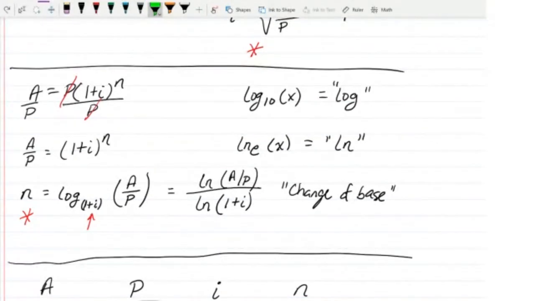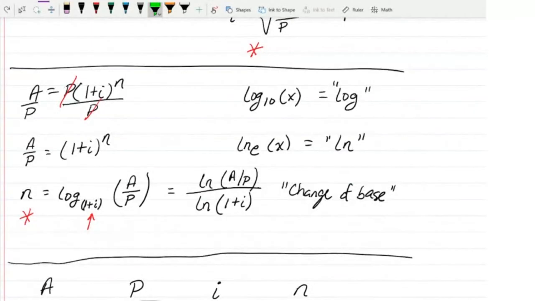Now this logarithm looks a bit silly because the base is 1 plus I, and it looks really weird to write all of that down in the base. And even worse, the Desmos calculator can't handle a complicated base like that.